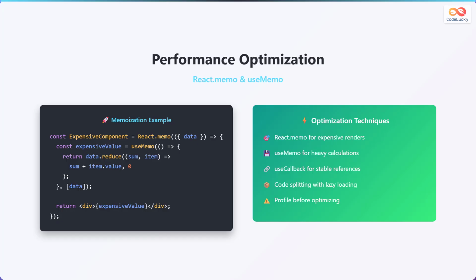First, React.memo for expensive renders, which means wrap components that re-render unnecessarily. Second, useMemo for heavy calculations, which means avoid recalculations on every render. Third, useCallback for stable references, which means prevent unnecessary effect triggers. Fourth, code splitting with lazy loading, which means load components only when needed. Fifth, profile before optimizing, which means measure performance before applying optimizations.